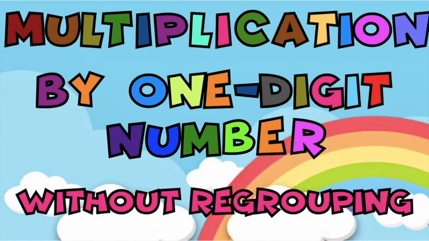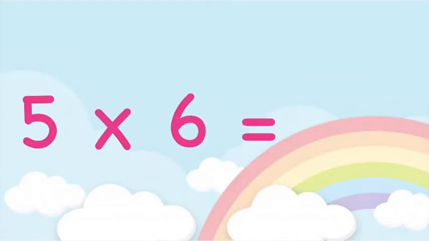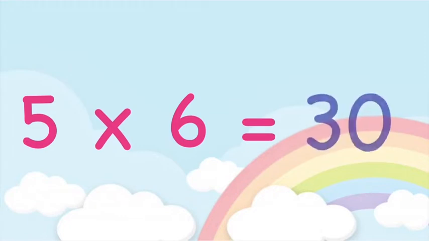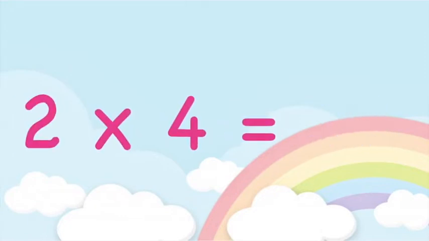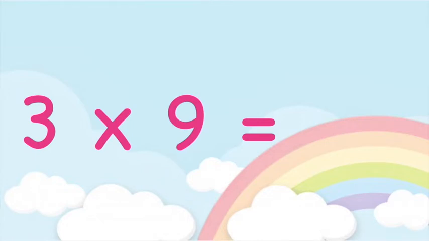Today's lesson, we're going to study multiplication by one-digit number without regrouping. Let's have this one. 5 times 6? Very good, that's 30. How about 2 times 4? Good job, that's 8. How about this one? 3 times 9?